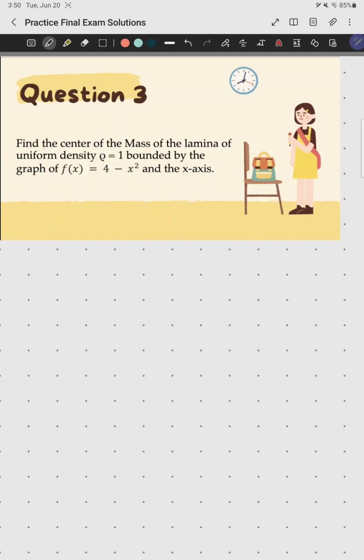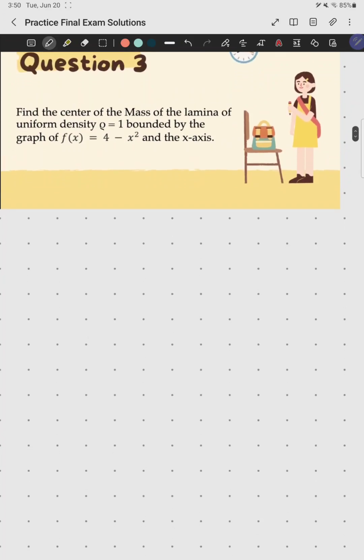Question 3. Find the center of mass of the lamina of uniform density, which is going to equal 1, bounded by the graph of f of x equals 4 minus x squared and the x-axis. Alright, we need 3 formulas here. No, 4 technically, so we'll just get right started. First, let's find our mass.